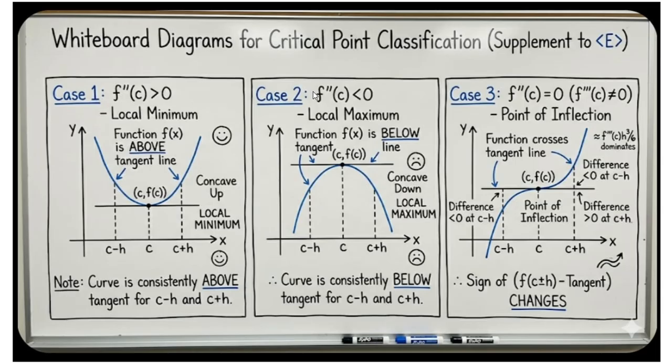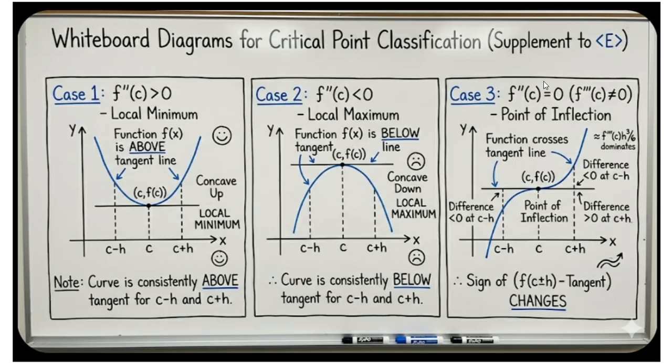Therefore, if f double dash of c is less than 0, the curve is concave down around that critical point c. So directly we can say that, for a given curve f of x, once you find the critical point, if f double dash of c is greater than 0, the curve is concave up around that point. If f double dash of c is less than 0, it is concave down around that point.